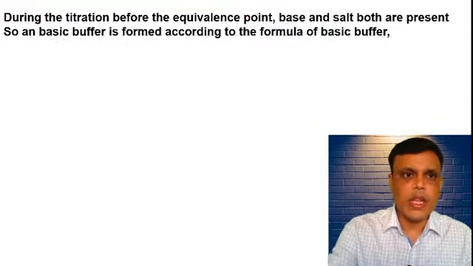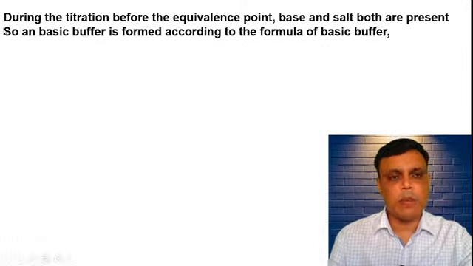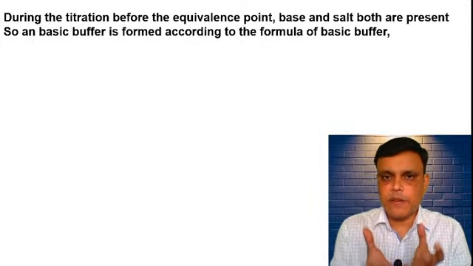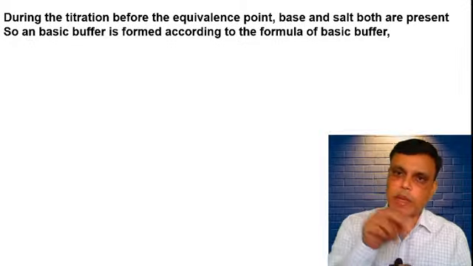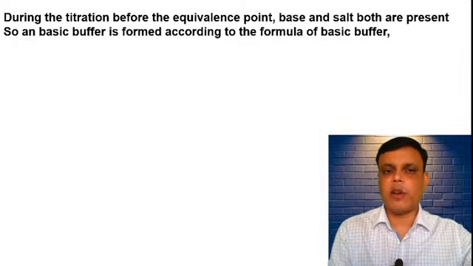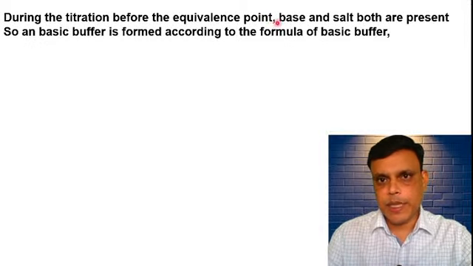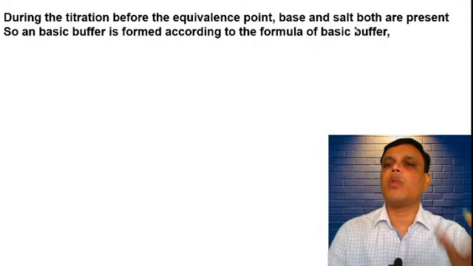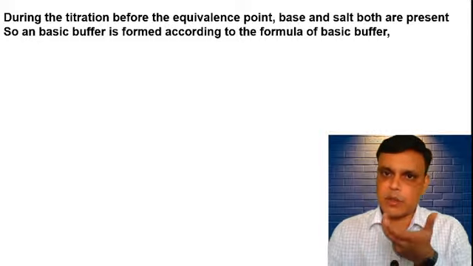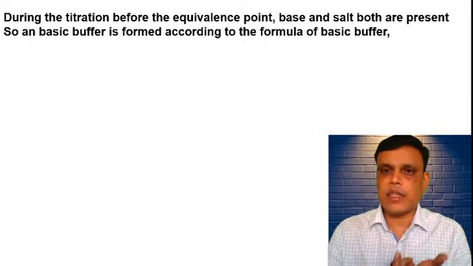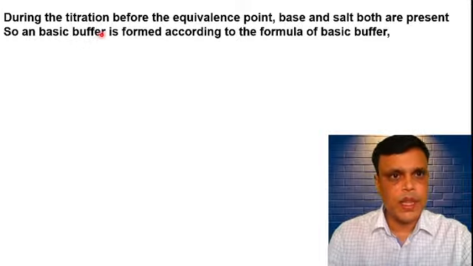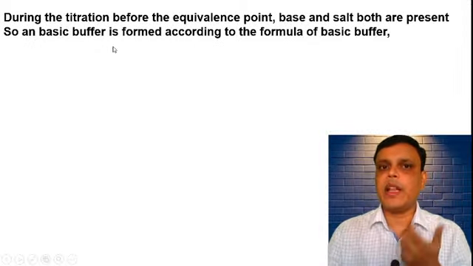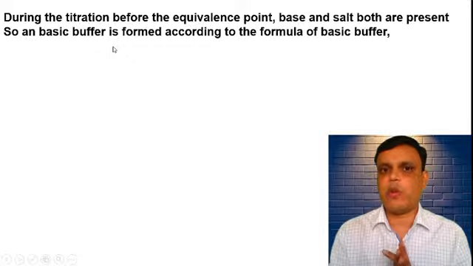Okay, so during the titration, what happens before the equivalence point in your conical flask? Base is present and salt of that base is also present. That is, ammonium hydroxide and its salt, ammonium chloride, both are present. If this is the condition, that means base is present and salt of that base is also present, then that solution is called a basic buffer. So formation of a basic buffer takes place before the equivalence point during the titration.